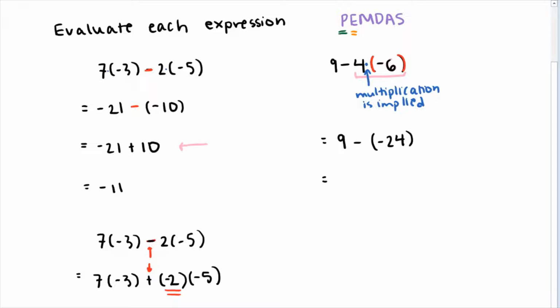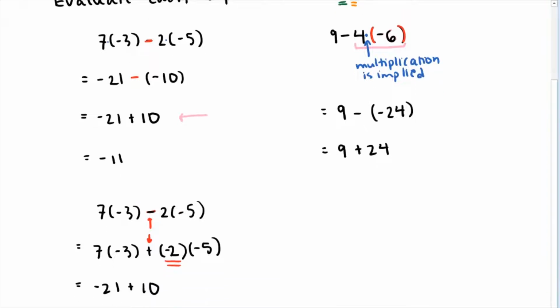And now we can rewrite this as 9 plus 24. Right, subtracting negative 24 is the same as adding the opposite of negative 24, or in other words, adding positive 24. And then this comes out to be positive 33.